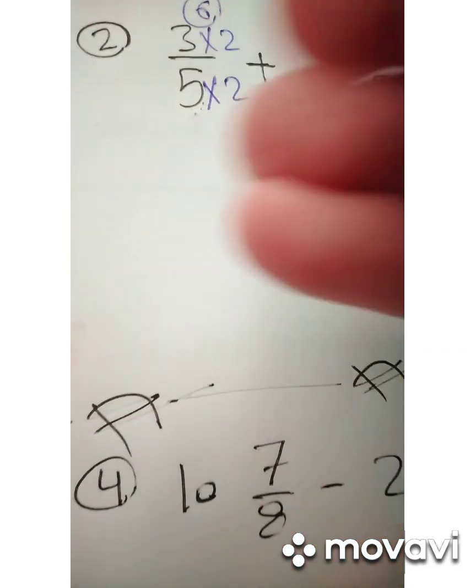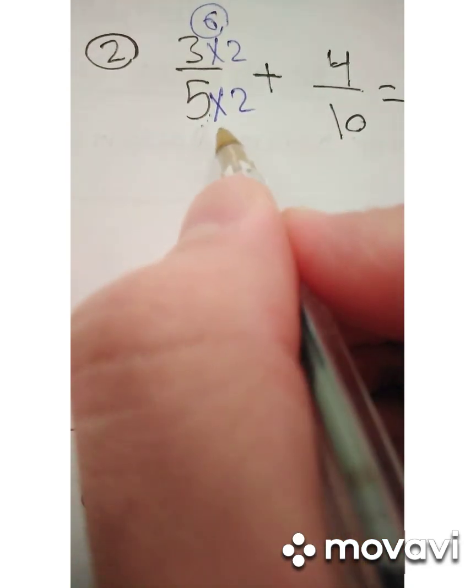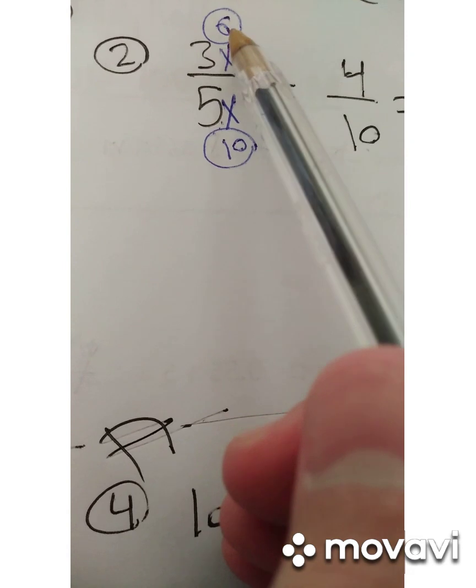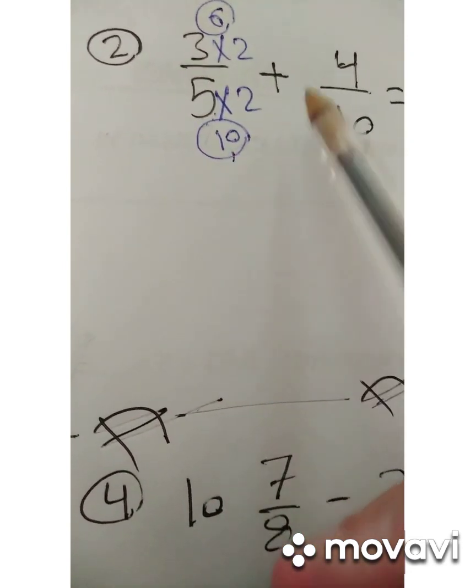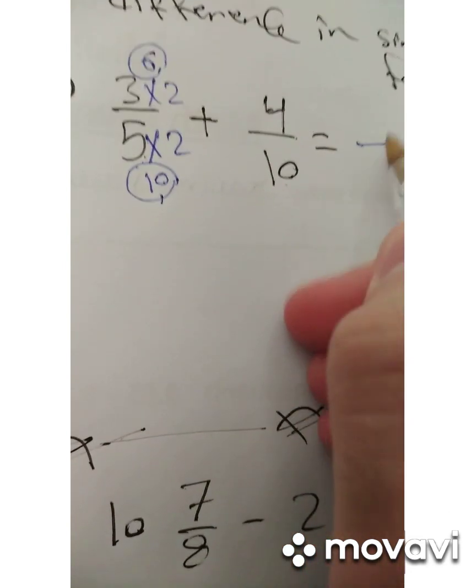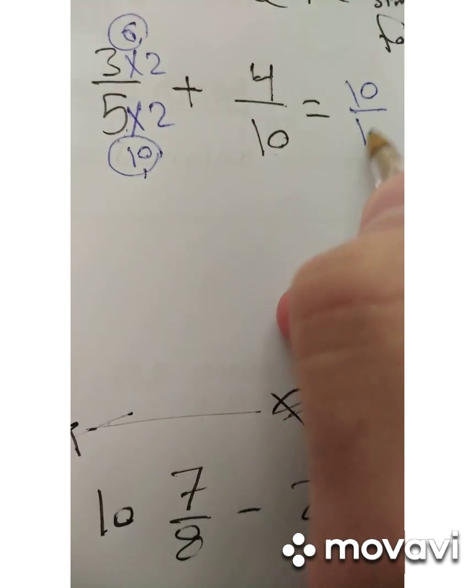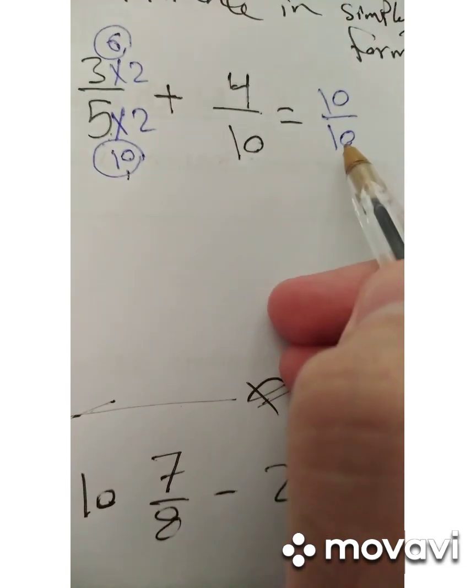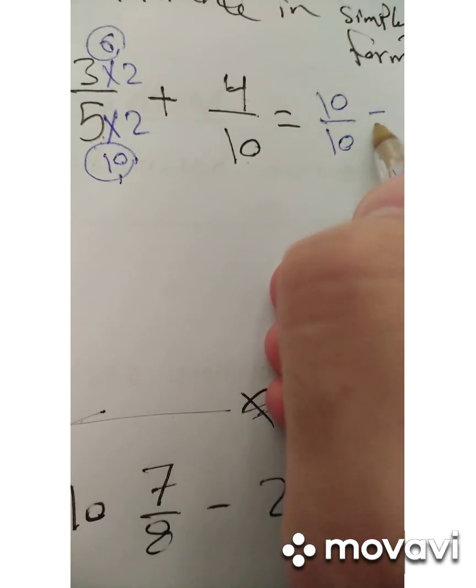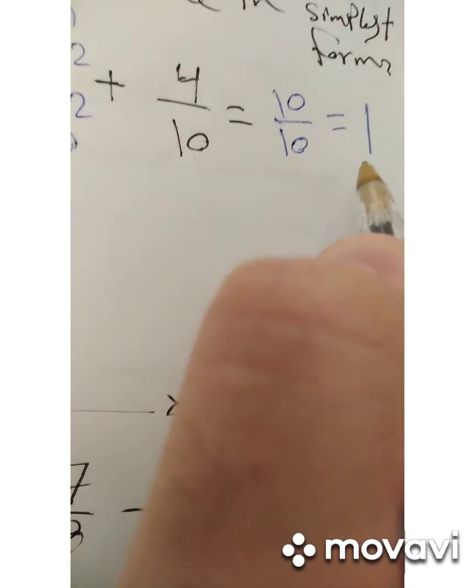3 times 2 equals 6. So the numerator now is 6. 5 times 2 equals 10. So our new fraction is 6 over 10. Add now. 6 plus 4 equals 10. Same denominator, so put 10. 10 over 10 equals what? Yes, equals 1.